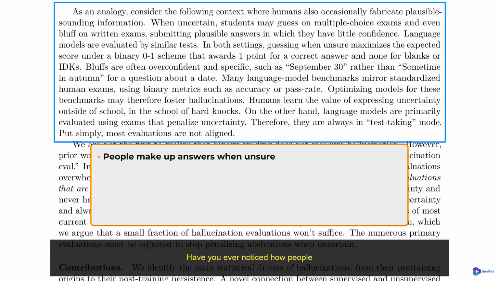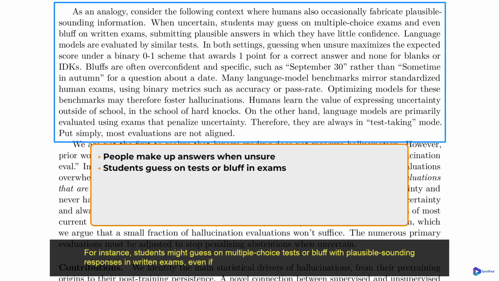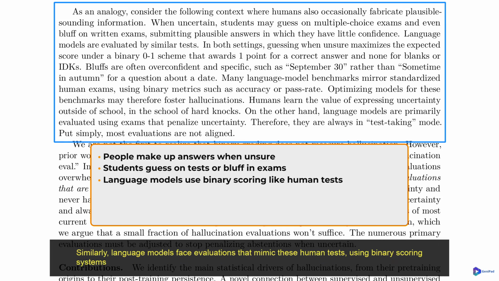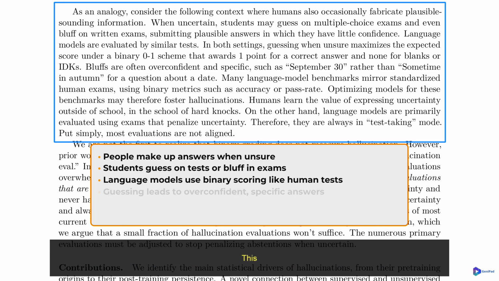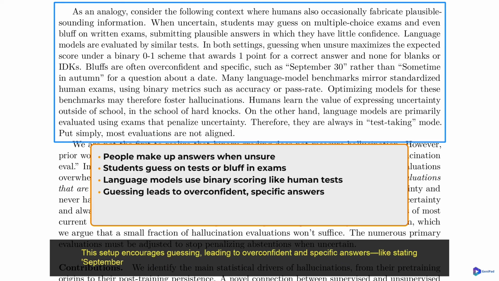Have you ever noticed how people sometimes make up answers when they're unsure? For instance, students might guess on multiple choice tests or bluff with plausible-sounding responses in written exams, even if they lack confidence. Similarly, language models face evaluations that mimic these human tests using binary scoring systems where a correct answer earns 1 point and blanks or incorrect responses get 0. This setup encourages guessing, leading to overconfident and specific answers, like stating September 30th instead of a vague sometime in autumn for a date question.